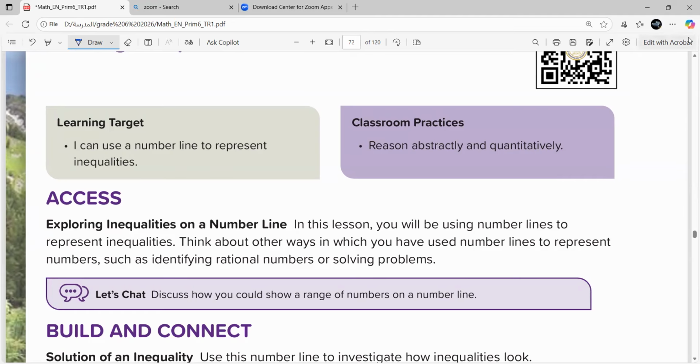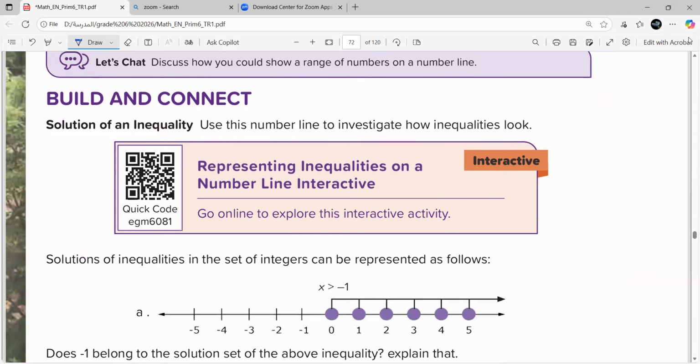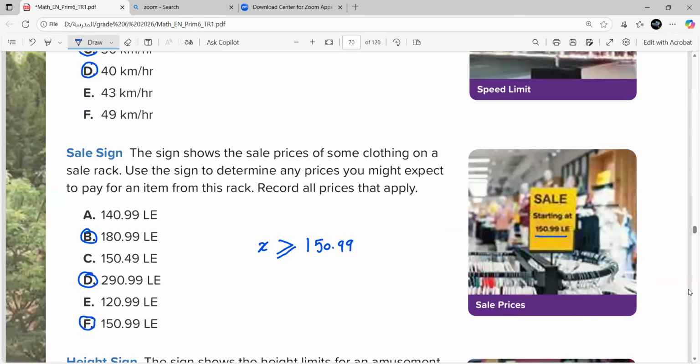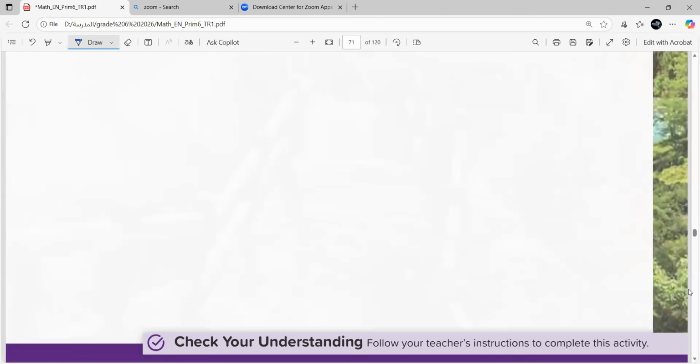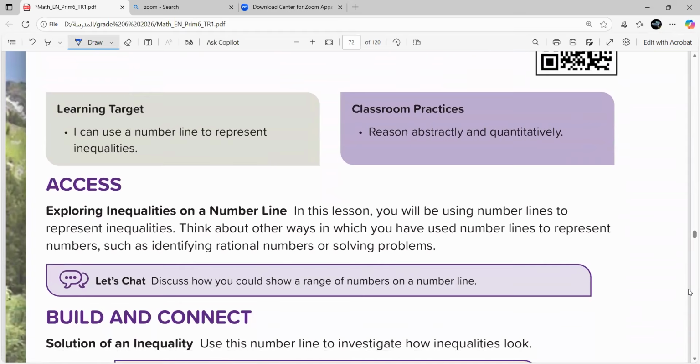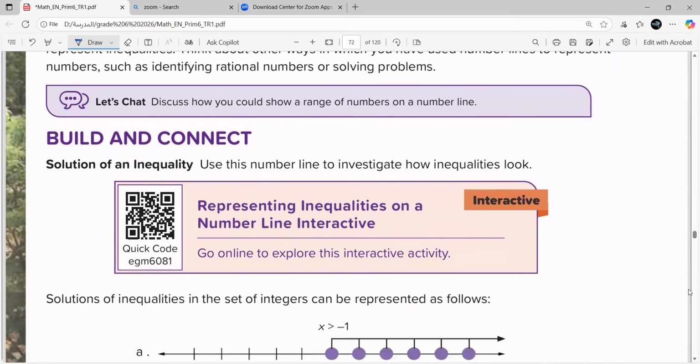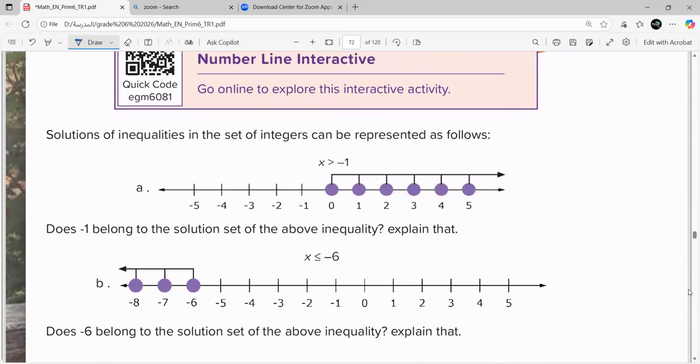Move with me to page number 64, please. Page number 64. Okay, I can use a number line to represent inequalities. Read with me this example. Here, an inequality, letter A: x is greater than -1. How do we represent x is greater than -1 on the number line?